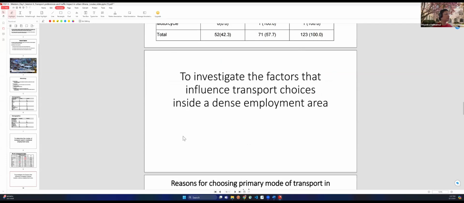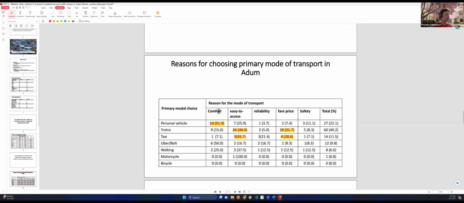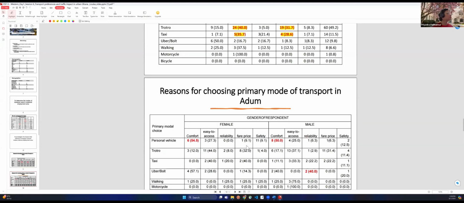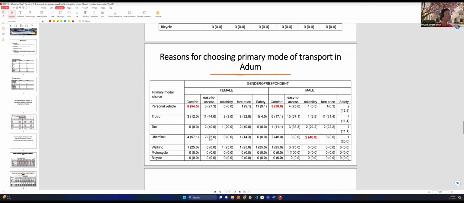They then try to investigate the factors that influence transport choices. These are the reasons why people are using a specific mode. A personal vehicle was picked because it's high in comfort, so I'm guessing it's 14%. Then Troto and taxi are easy to access, so 24 and 19% of the people have chosen that. And both public transit modes are competitive on prices. And yeah, the reasons for choosing look like both are the same.